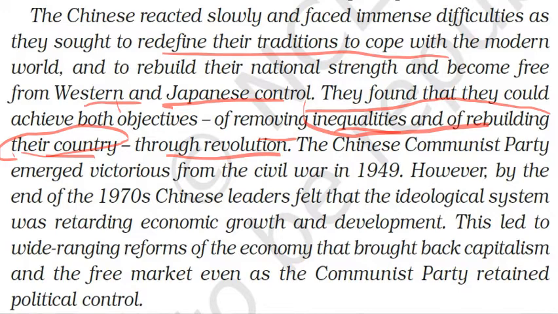The Chinese Communist Party emerged victorious from the Civil War in 1949. However, by the end of the 1970s, Chinese leaders felt that the ideological system was retarding economic growth and development in China. This led to wide-ranging reforms of the economy that brought back capitalism and the free market, even as the Communist Party retained political control. So which party was ruling over China? It is a one party system.